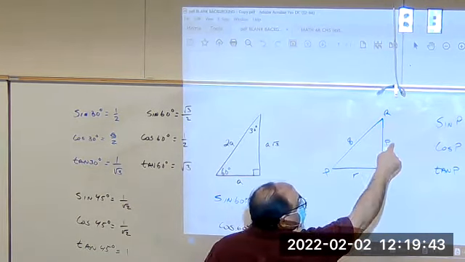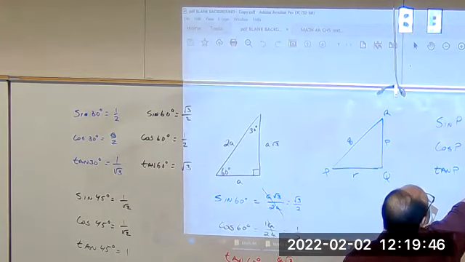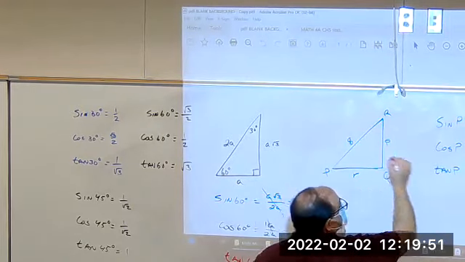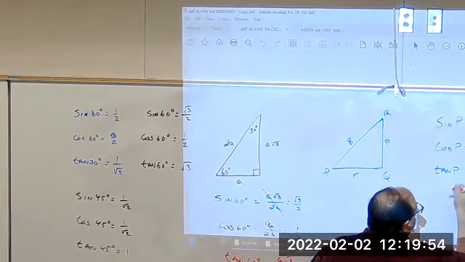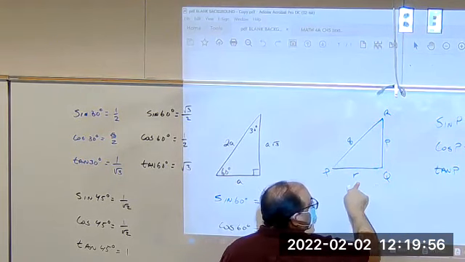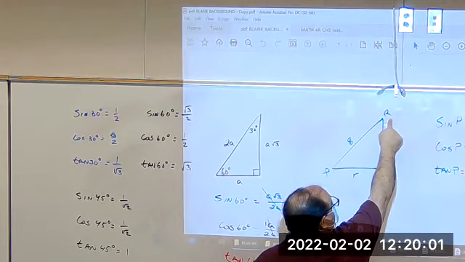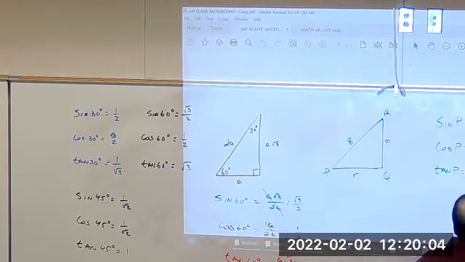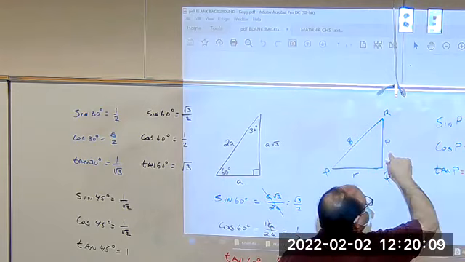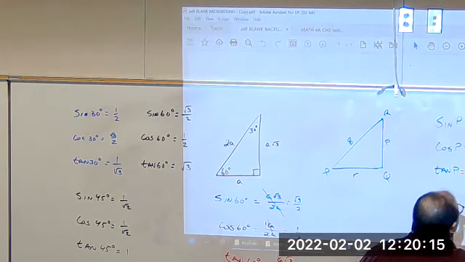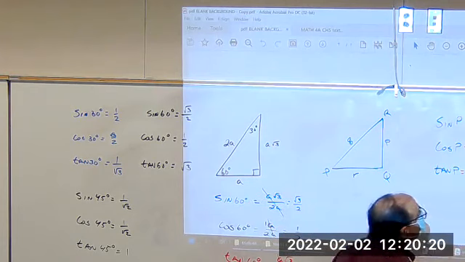The sine of angle P is lowercase p over q. The cosine of angle P would be lowercase r over q. And the tangent for angle P would be lowercase p over r. The sine of angle R, opposite over hypotenuse, so lowercase r over q. The cosine, adjacent, lowercase p over q. And the tangent, opposite over adjacent, would be lowercase r over p.